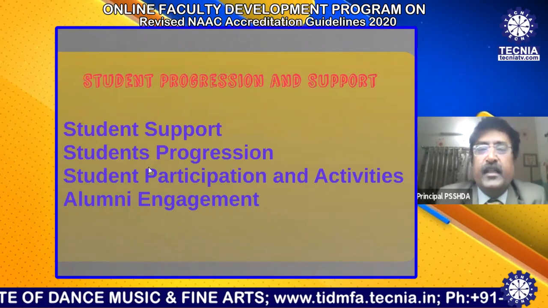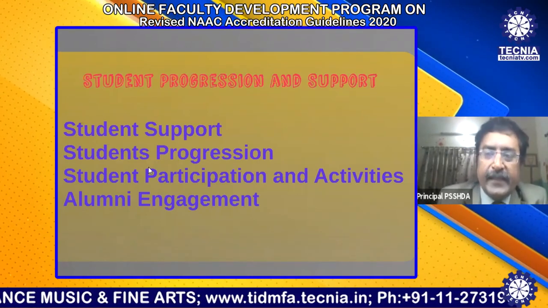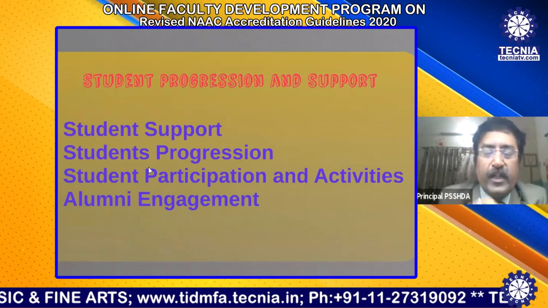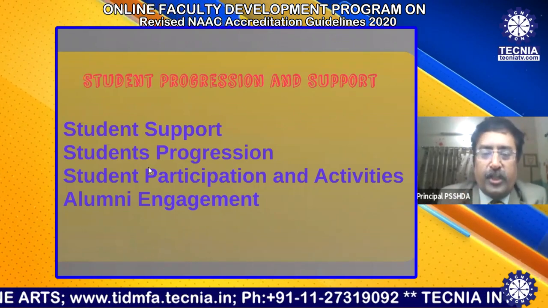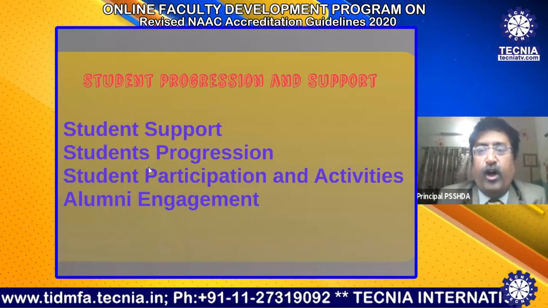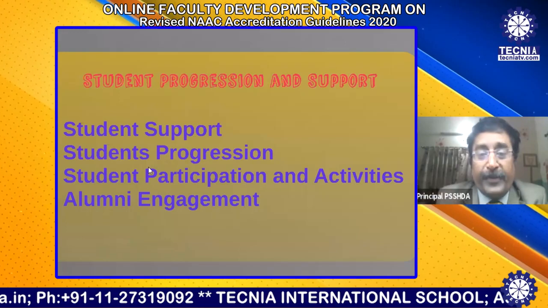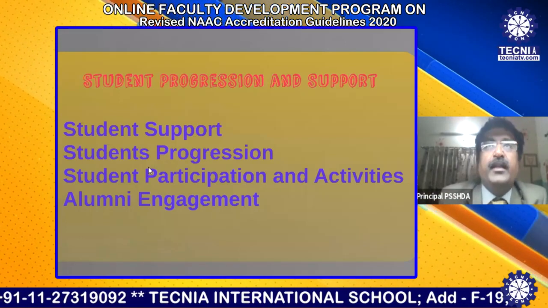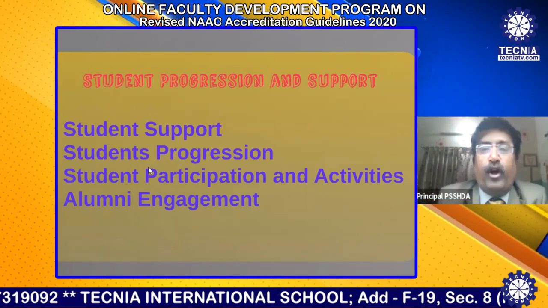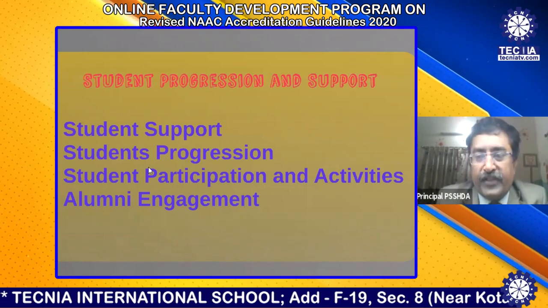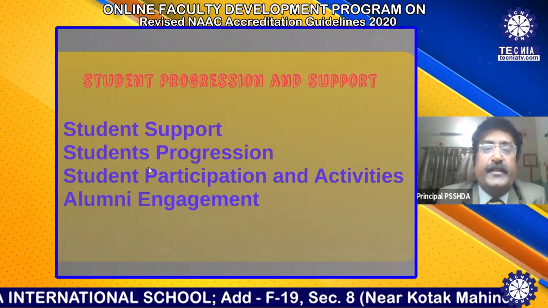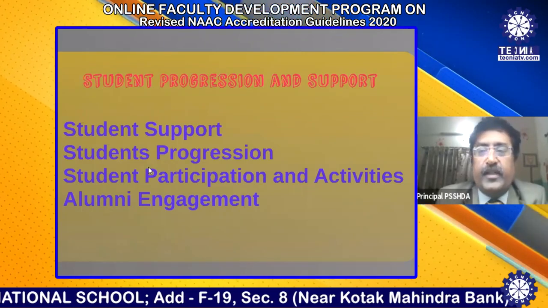The first part is student support. We can easily understand what student support is. Student support in the form of scholarships, student support in the form of fellowships, student support in the form of, we can say, capacity building and skill enhancement, and student support in the form of redressal of their grievances. All these things are covered under this metric, that is, student support.